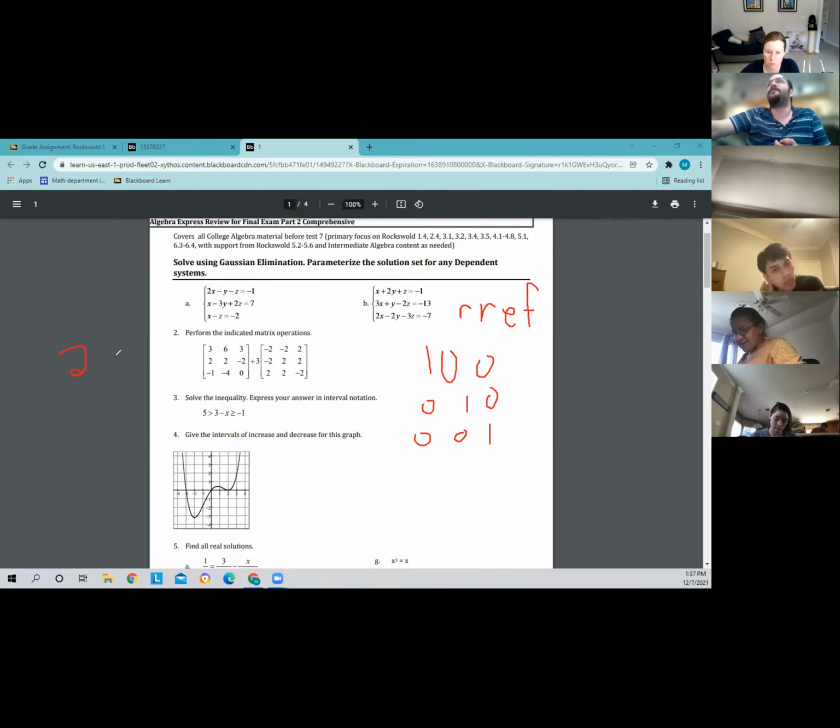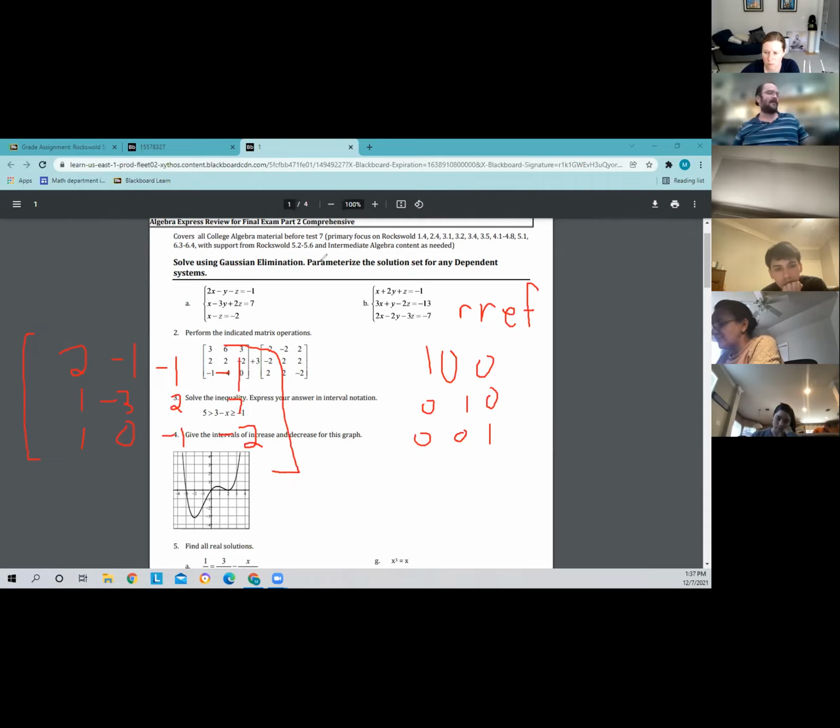We're throwing this into a matrix: 2, minus 1, minus 1, and then minus 1. This is the first line. Then 1, minus 3, 2, 7. And then I have 1x, I have no y's, I have minus 1z, and I have minus 2. So this is my matrix.